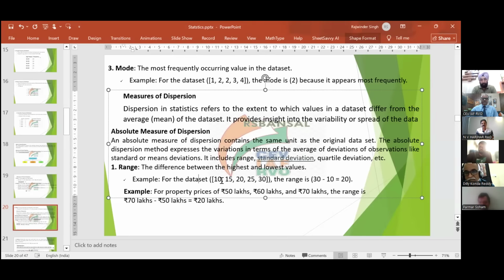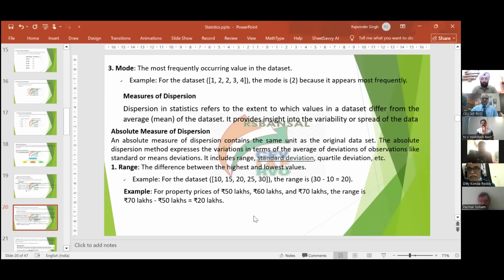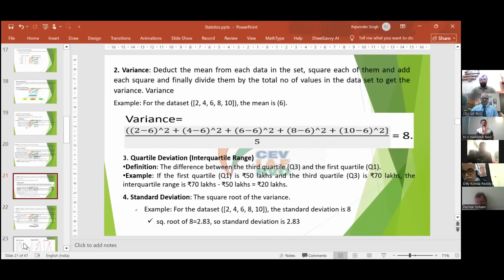The range is the highest value minus the lowest value. So the range is 30 minus 10, which is 20. 20 is the range of this data set. Range is the difference between the highest and the lowest value. And remember, for that, first you have to arrange the data in ascending order. For example, for property prices of 50 lakh, 60 lakh, 70 lakh, the range is 70 lakh minus 50 lakh, so 20 lakh is the range of the value.